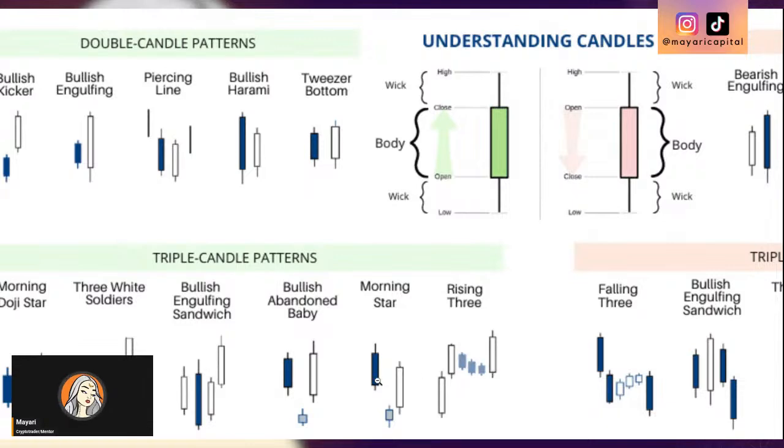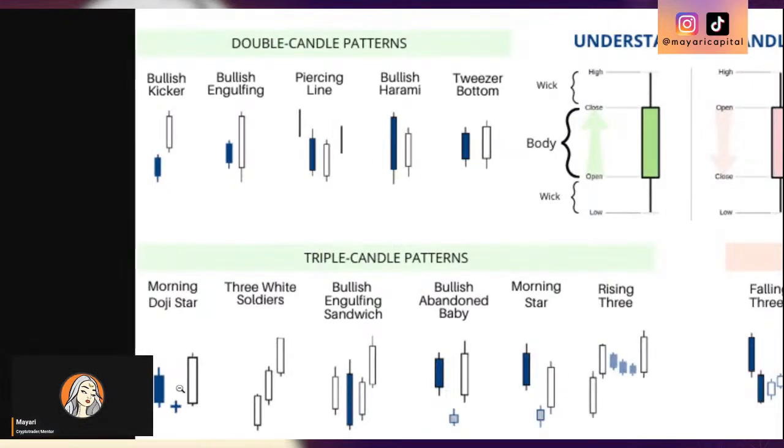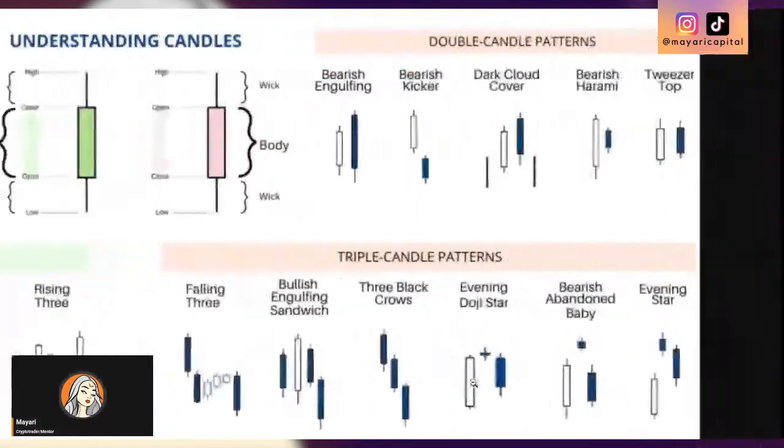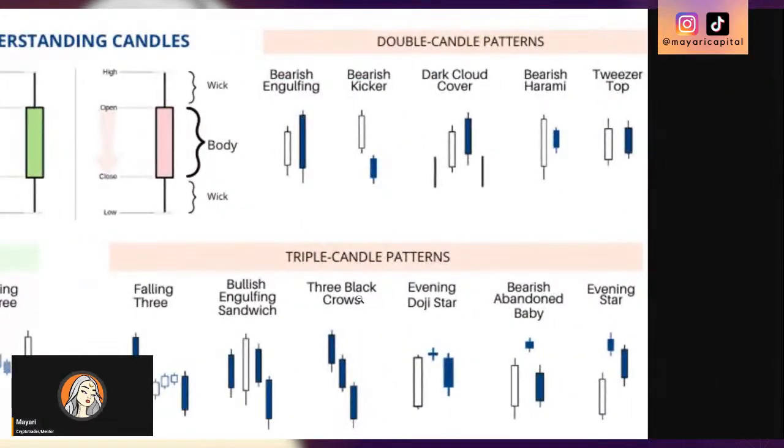So morning star, this one is the morning doji star, they're similar. Abandoned baby, we can literally see it going down, but at the same time we get pressure to the upside. Similar with the bearish, three black crows, or three consecutive strong bearish candlesticks. Expect the market to slide down.